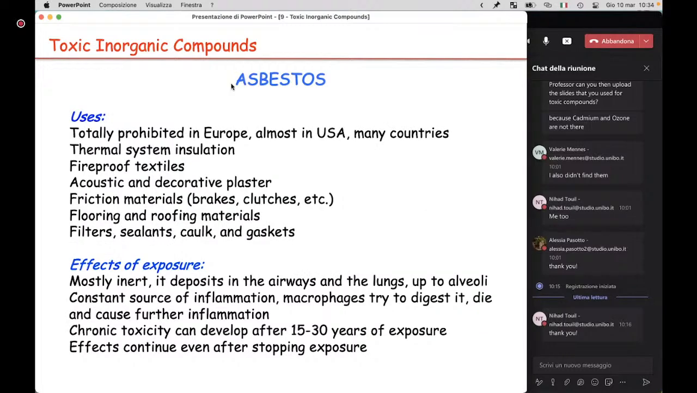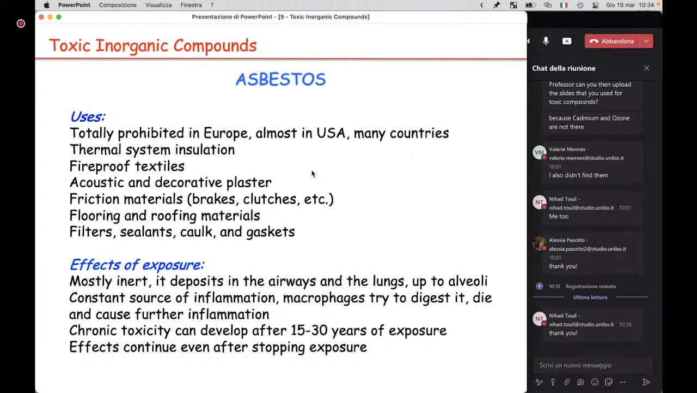Unfortunately, it's also toxic. Nowadays, in Europe, in particular in the European Union, it is totally prohibited. You cannot use it in any way for any application. And in the USA, it is almost totally prohibited. You can use it for some very specific applications. And the same is true for many, probably all over the world, but most countries have prohibited asbestos totally or almost totally.